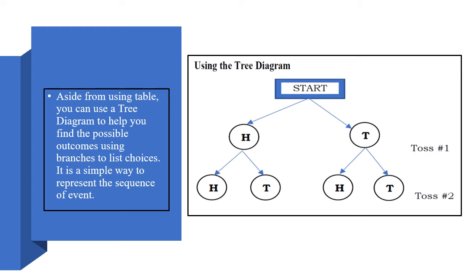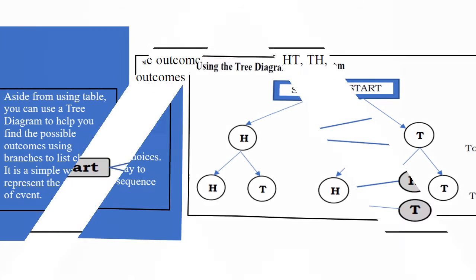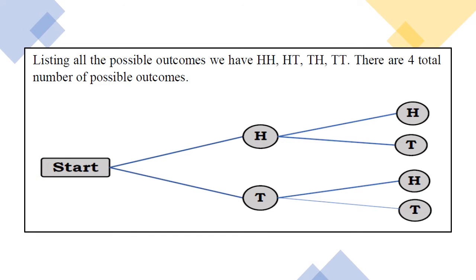Aside from using a table, you can use a tree diagram to help you find the possible outcomes, using branches to list choices. It is a simple way to represent the sequence of events. So this is an example of a tree diagram. Listing all the possible outcomes, we have head-head, head-tail, tail-head, tail-tail. There are four total possible outcomes.